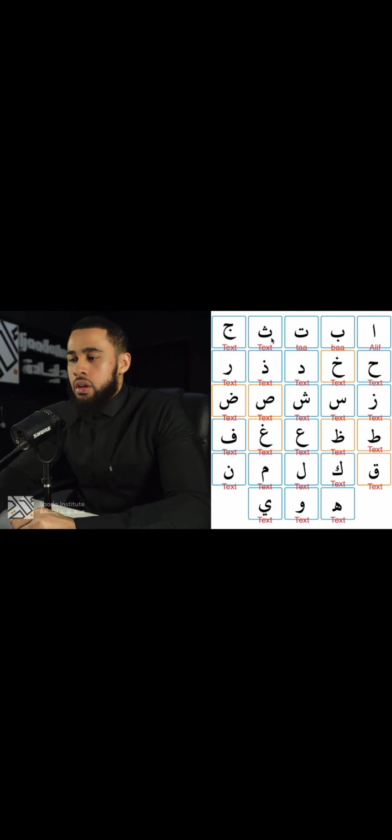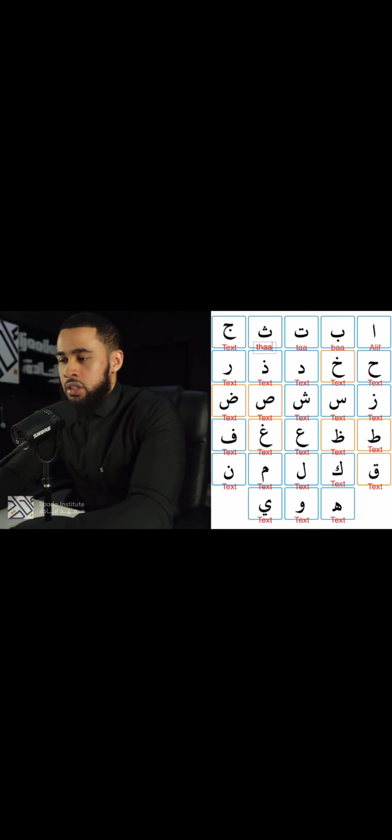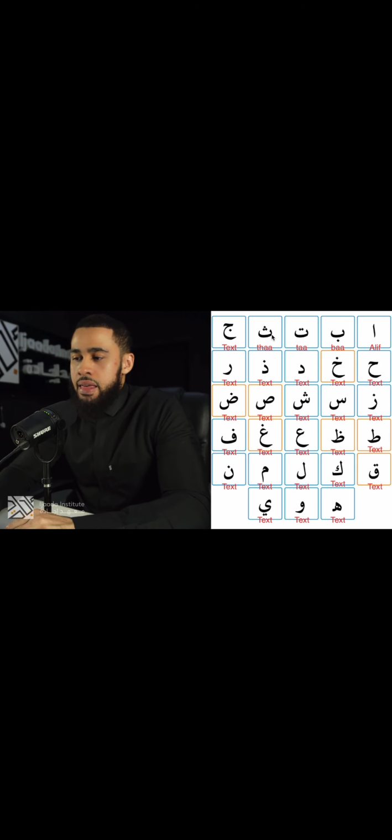That's the shape. The next one, which should be easy for us, is tha. So notice we have ba, ta, and tha. Tha has 3 dots on the top. 3 dots. Tha.